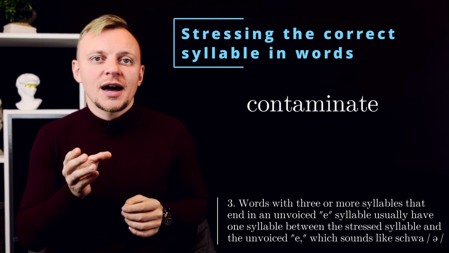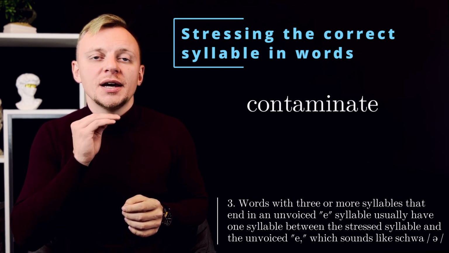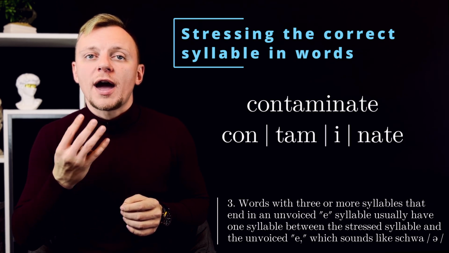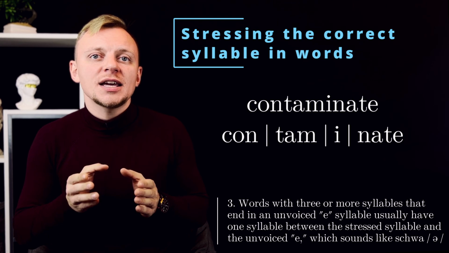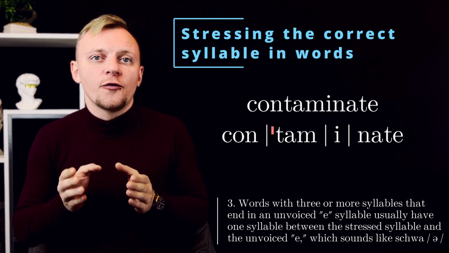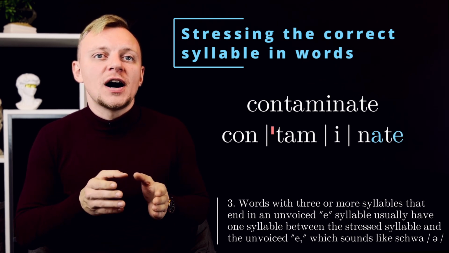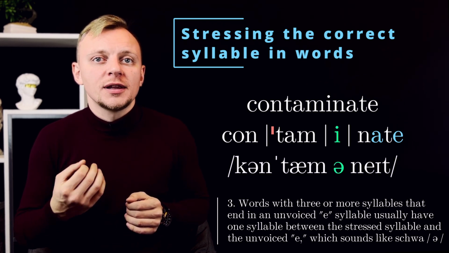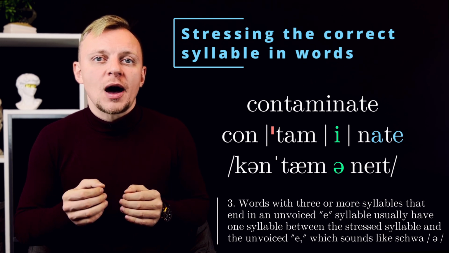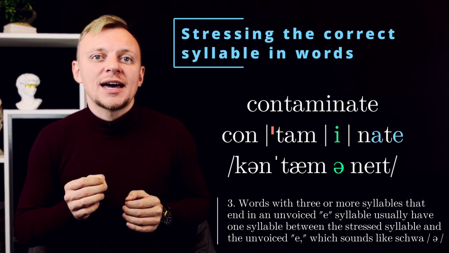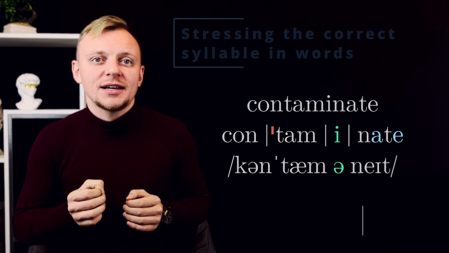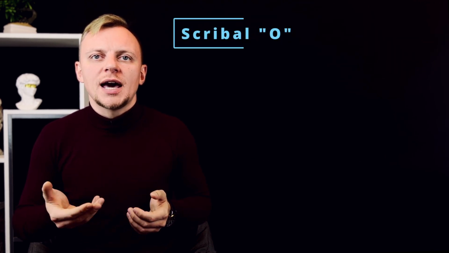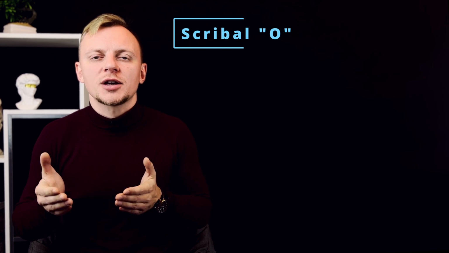contaminate. Let's count the syllables in this word. Contaminate. We have four syllables. The second is stressed, and the fourth is a vowel consonant E syllable. Therefore, the third syllable has the schwa sound. Contaminate.